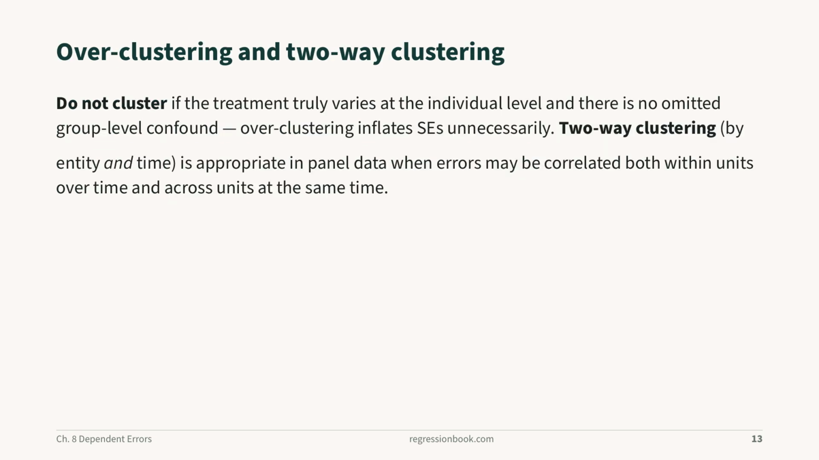Two refinements. Do not cluster reflexively. If treatment truly varies at the individual level with no omitted group-level confound, overclustering just inflates standard errors unnecessarily. And two-way clustering, by entity and by time together, suits panel data, where errors may correlate both within units over time and across units within the same period.